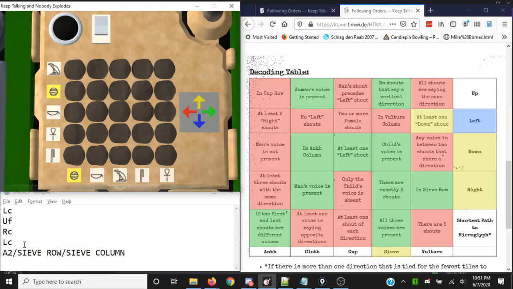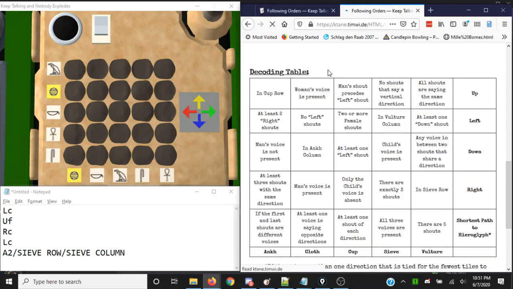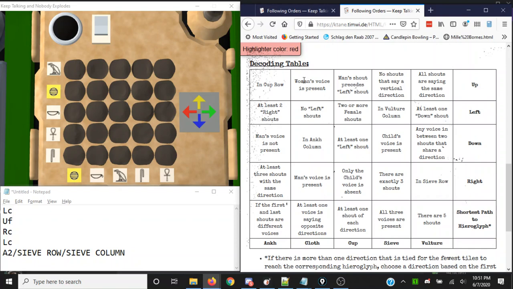And stop there. Four shouts: child, female, child, child. Refresh the table. Let's go again. In the cup row? We are in the sieve row. That's false. Woman's voice present? True. Man's shout was nowhere at all, so we can't proceed anything.